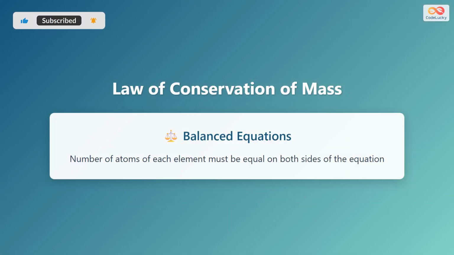One of the most important principles in chemistry is the law of conservation of mass. This law states that matter cannot be created or destroyed in a chemical reaction. Therefore, the number of atoms of each element must be equal on both sides of the equation. This is why we need to balance chemical equations. A balanced equation ensures that we have the same number of each type of atom before and after the reaction.